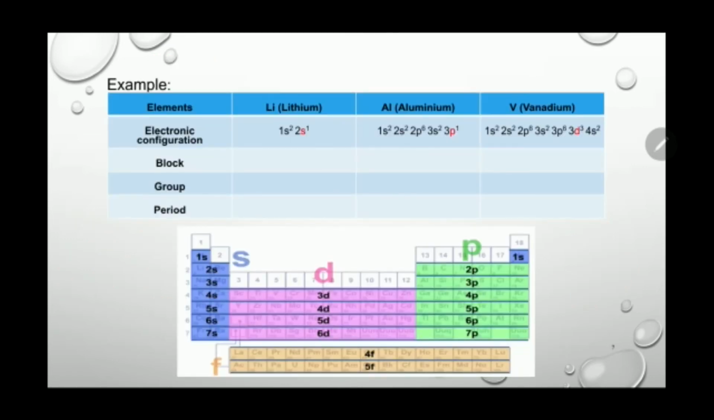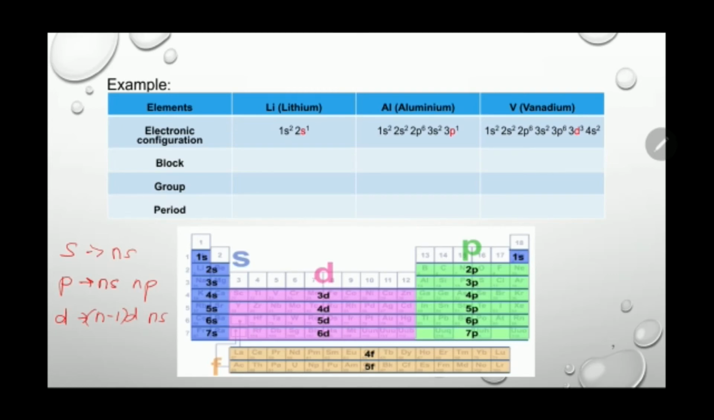Now we go for the examples. We have 3 examples, which are lithium, aluminium, and vanadium. Our objective now is to solve for the block, group, and period. Before we start, we recall how to determine the block. For the S block, the valence electronic configuration must be ns. P block must be ns and np. And for the D block, it must be (n-1)d and ns.